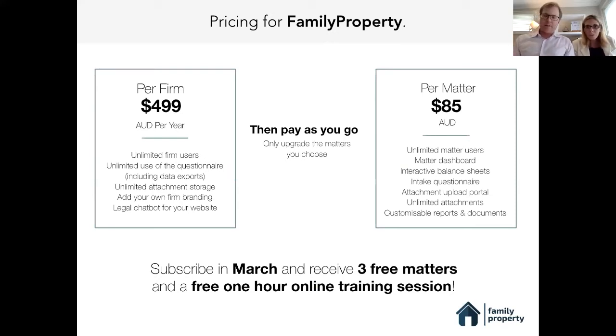It's always a question, how does this work, and how much does it cost to get started? We've gone with this two price approach, which effectively is an annual subscription of $4.99. That's a one-off payment per year at the firm level. And what that gets you is unlimited firm users, so everyone within your firm can have access to your Family Property platform. You have unlimited use of the questionnaire, so you can create as many matters as you need to, and either use it yourself or invite your clients to complete the questionnaire. And it includes an export as well in Word format of all the information that was captured through that questionnaire.